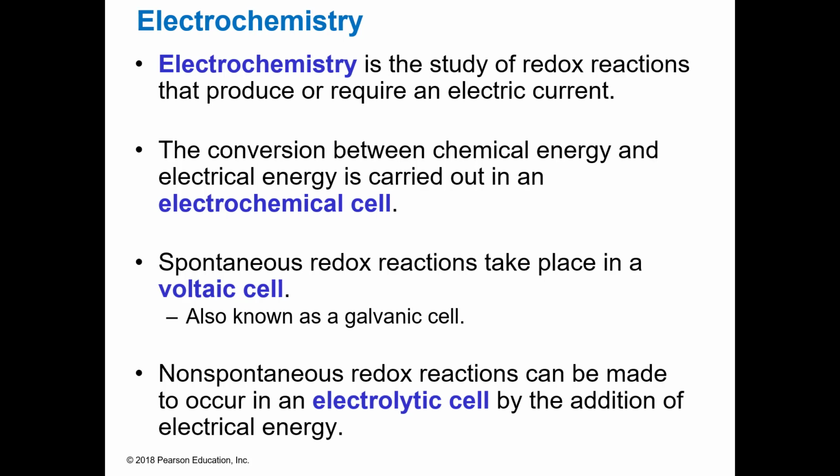Those are spontaneous reactions. The other type of electrochemical cell is an electrolytic cell. An electrolytic cell is a non-spontaneous reaction in the forward direction, but can be made spontaneous with the addition of electrical energy. Think of recharging your lithium-ion battery. A lithium-ion battery is a voltaic cell as it discharges and powers your phone, and then you plug it into the wall and it becomes an electrolytic cell as it recharges.